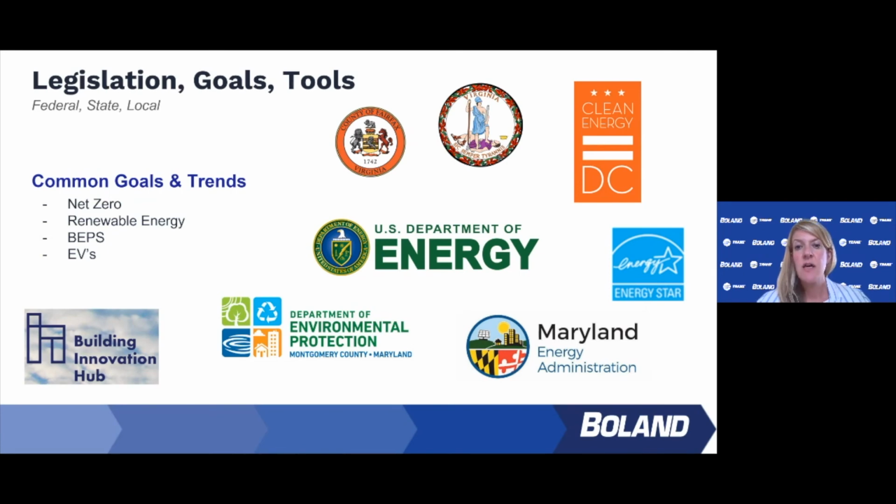Common goals and trends: a lot of counties are setting energy net zero goals. Arlington, I believe, Meaghan, correct me if I'm wrong, is 2050, and I think Fairfax County by 2040 is trying to go net zero. That's for carbon. A lot of the counties in our area have renewable energy goals. And then again, BEPS, Building Energy Performance Standard, they have goals for doing charging stations, so electric charging stations for electric vehicles.